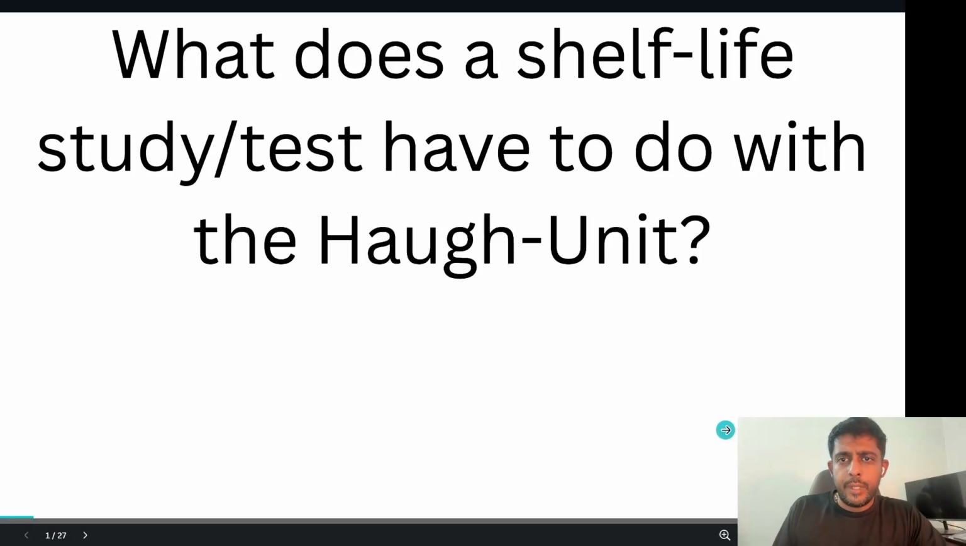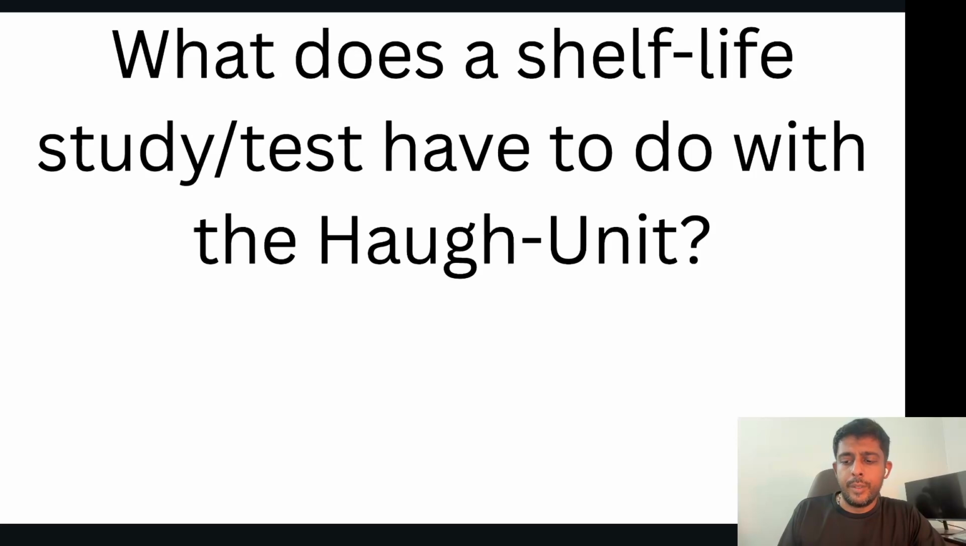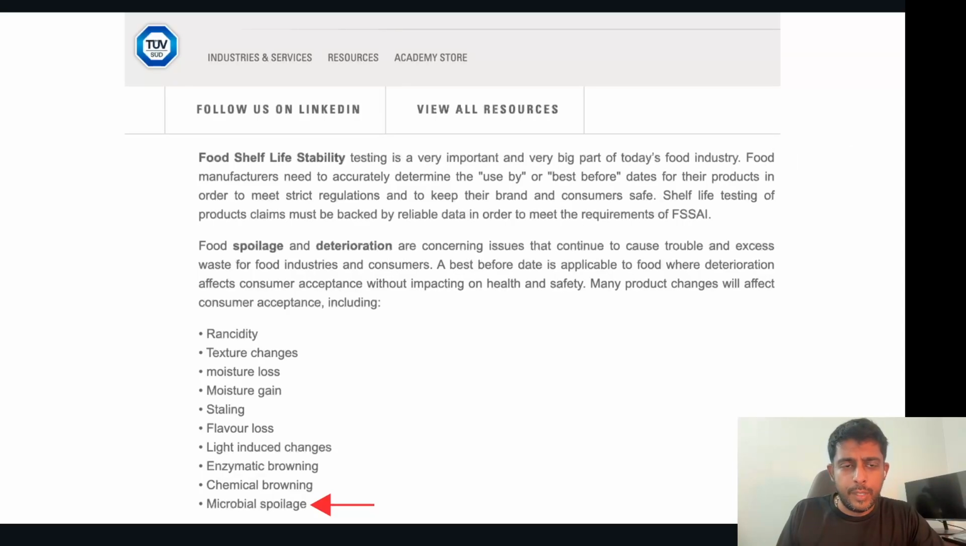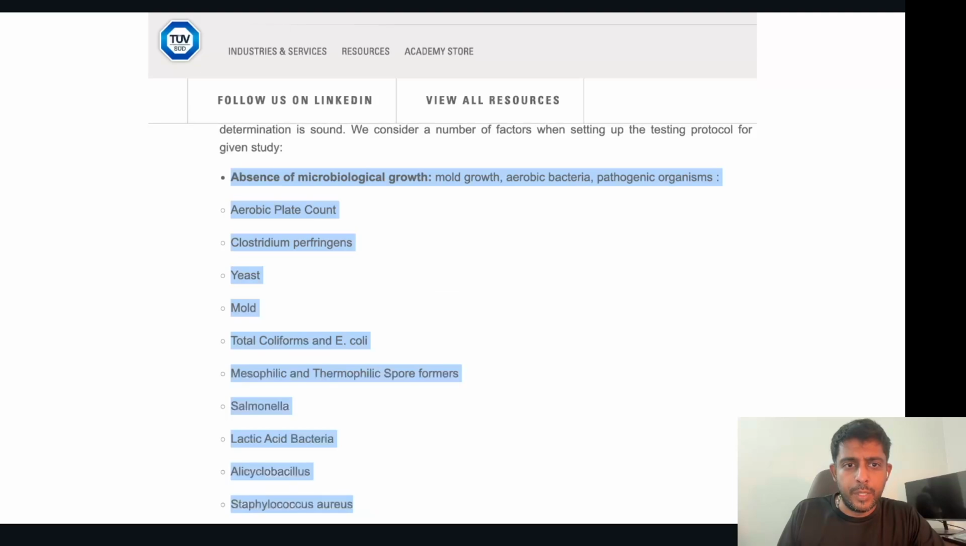We'll be reviewing what the shelf life study or test has to do with the Haugh unit. Just to recap from our previous presentation on the yolk index, this is how the TUV conducts their shelf life study, the main thing being the microbial spoilage.